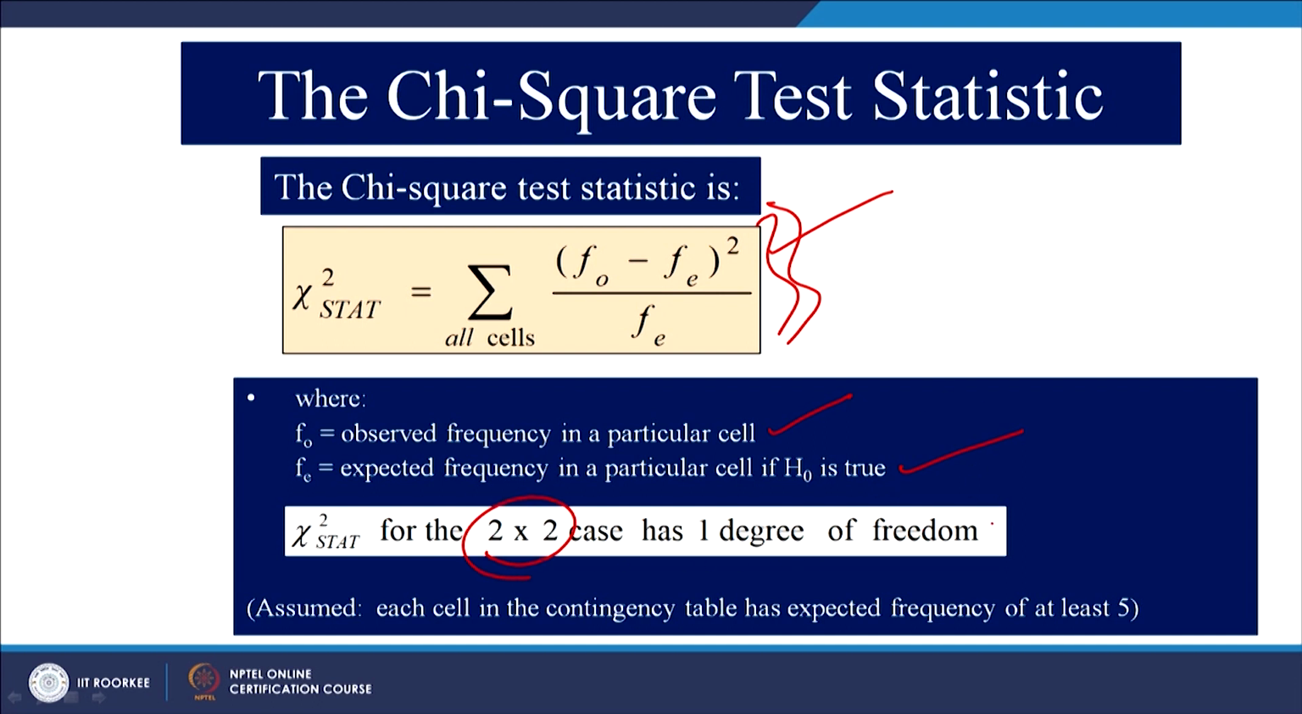So, how to find out this 1 degree of freedom? It would be like R minus 1 into C minus 1. So, R is number of rows, C is number of columns. So, if there are 2 rows and 2 columns, it would be 2 minus 1 and 2 minus 1. So, it would be just 1, right. And you should keep in mind that the value in each of the cells of the contingency table should be at least 5, right.